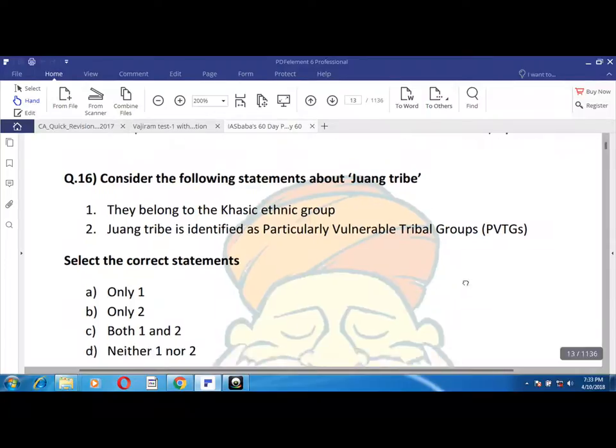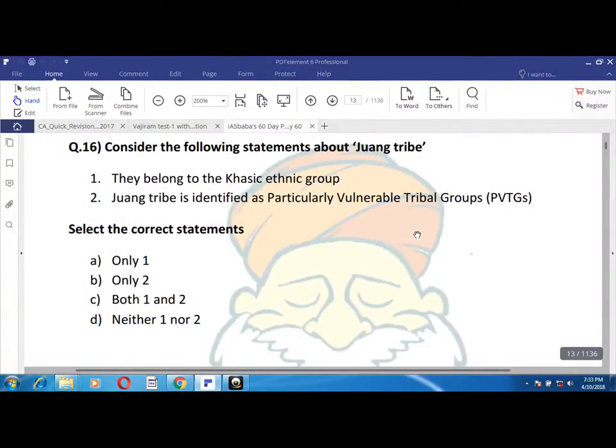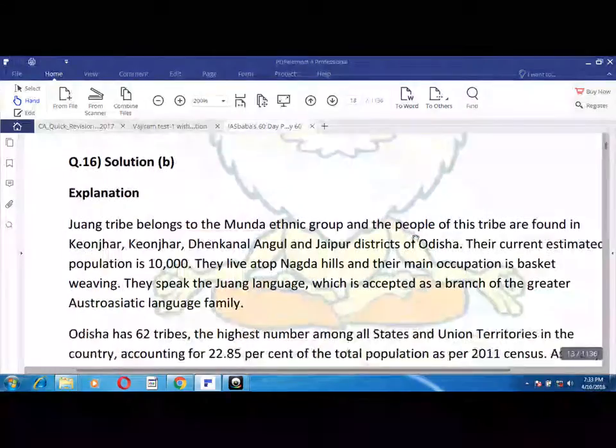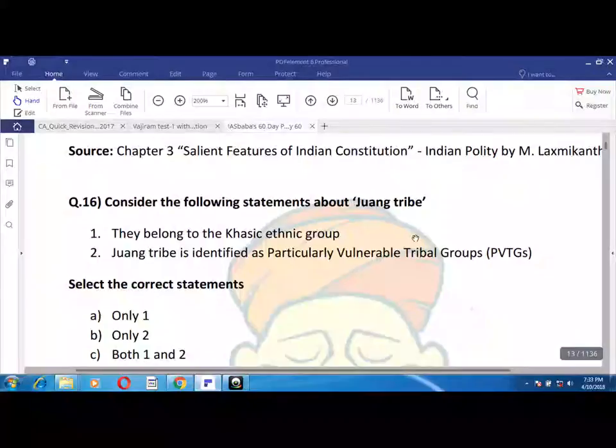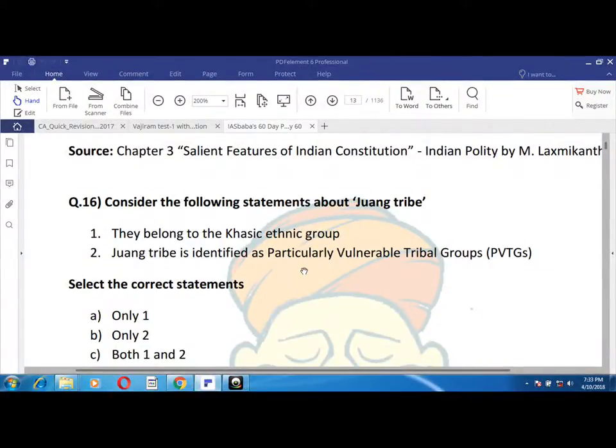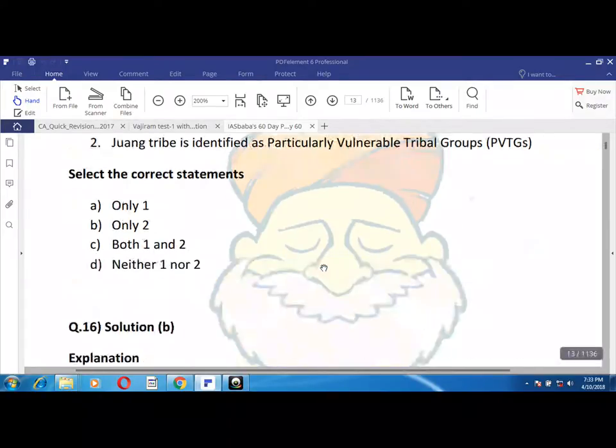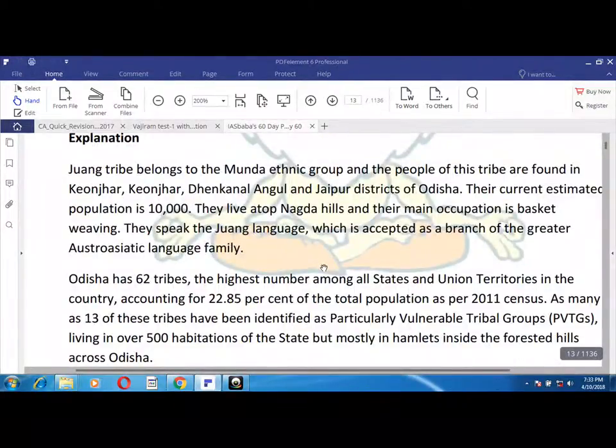Next, consider the following statements about the Zhuang tribe. B is the correct answer. The Zhuang tribe is identified as a particularly vulnerable tribal group. About 10,000 population, Jaipur district, Odisha.